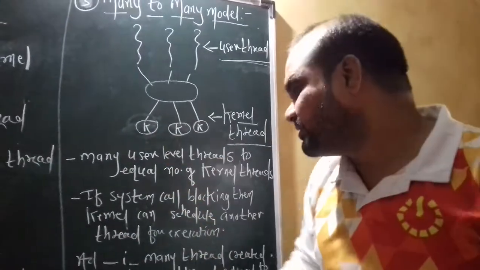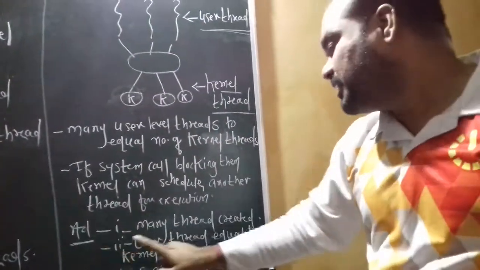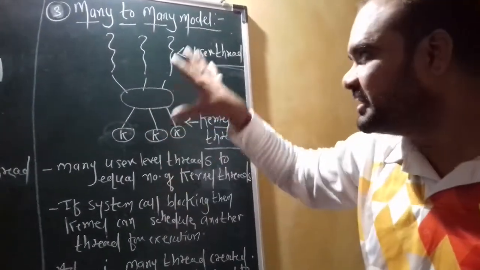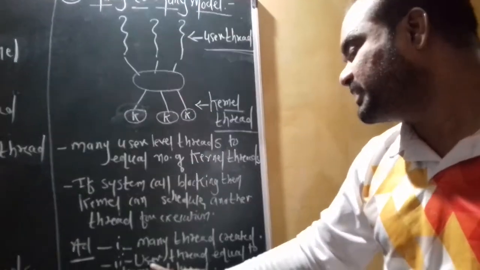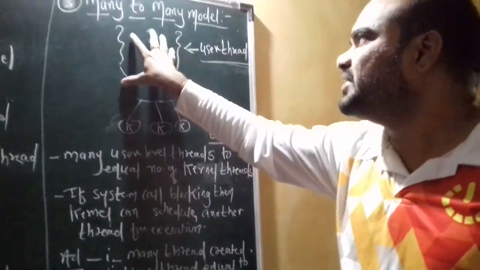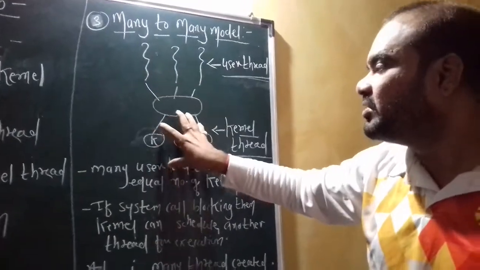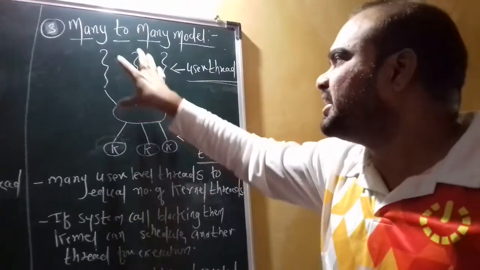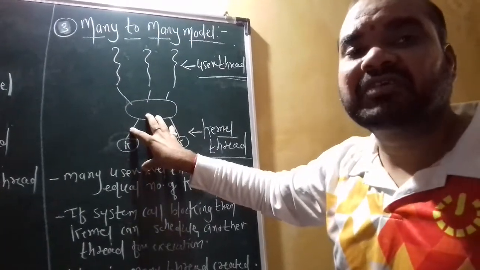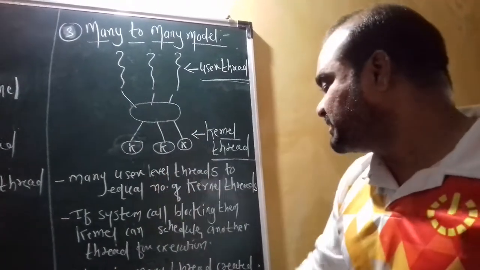Now, the advantages. The first is that many threads can be created, meaning a large number of threads can be created in that model. That is the main advantage. The second advantage is that user threads equal kernel threads. Suppose we create 5 user threads, then there are 5 kernel threads. We can create 10 user threads, then 10 kernel threads. That is exactly the advantage.